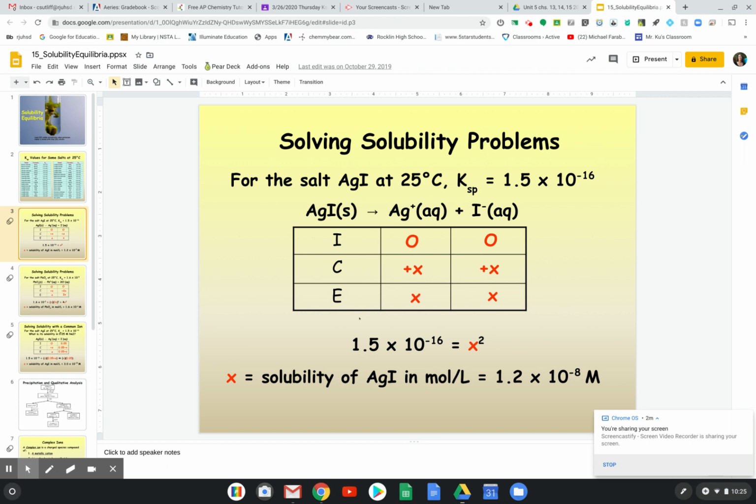Then you write your expression. That is something that I did not do here. I just showed the end result. So my expression would be the Ksp equals the concentration of Ag+ in brackets times the concentration of I- in brackets. Then I would have 1.5 times 10 to the minus 16th, which is the Ksp, equaling X times X, which is X squared. I would then take the square root, and this would give me the concentration of my silver and my iodide at equilibrium.